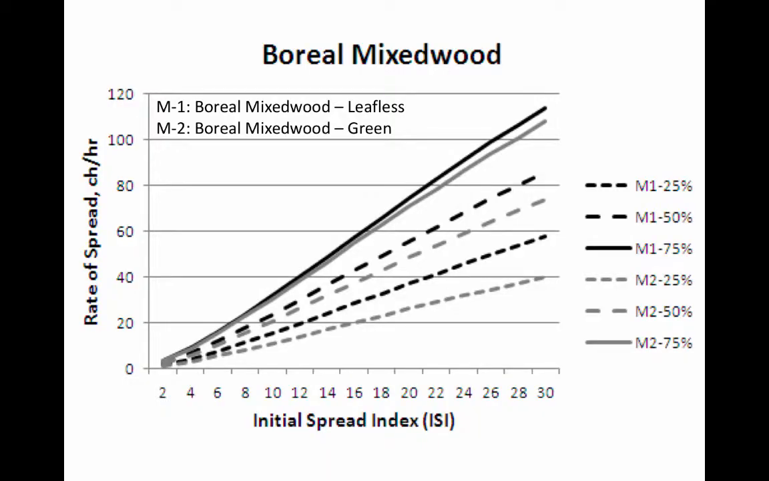In this graph, the black lines represent the leafless or M1 fuel types, and the gray lines represent the summer or M2 fuel types. The solid lines have 75% conifer, the long dashes represent 50% conifer, and the short dashes show them with 25% conifer. Notice the difference between spring and summer spread rates, that they increase as the percent conifer in the canopy declines.